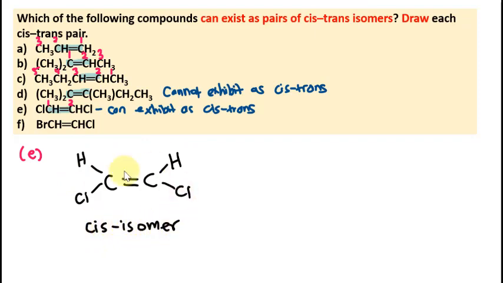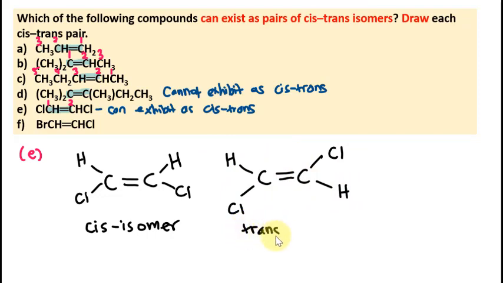The trans isomer for this structure is C double bond C, take out the 2 bonds, and then just copy back the first carbon. So we have H and Cl. For the next carbon, carbon number 2 here, we are going to flip it: Cl and H. So when both sides are not the same atom, this one is going to be our trans isomer.